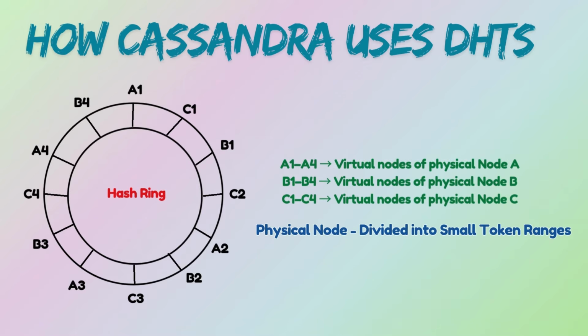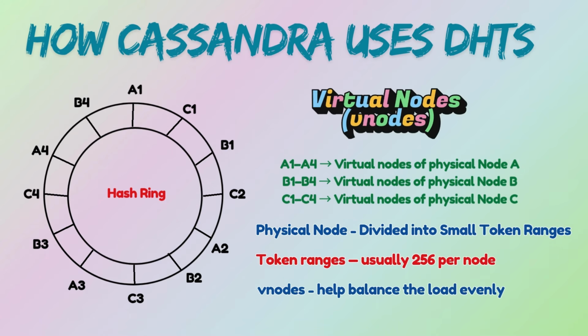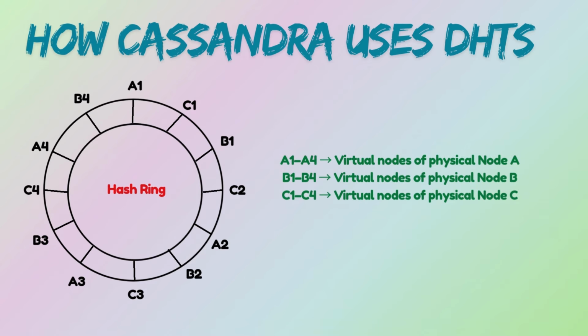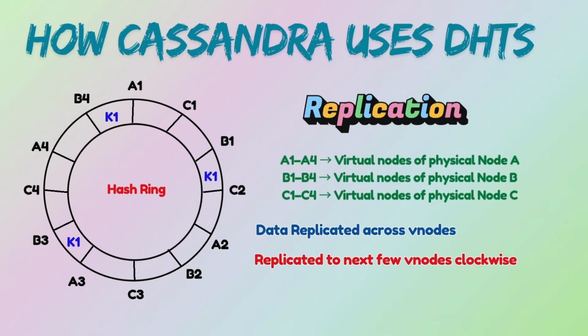Each physical node is divided into many small token ranges, usually 256 per node. These are called virtual nodes, and they help balance the load evenly. Data is not just stored once. It is replicated to the next few nodes clockwise to ensure high availability. So, Cassandra's DHT ensures data is balanced, fault tolerant, and scales smoothly as nodes join or leave.